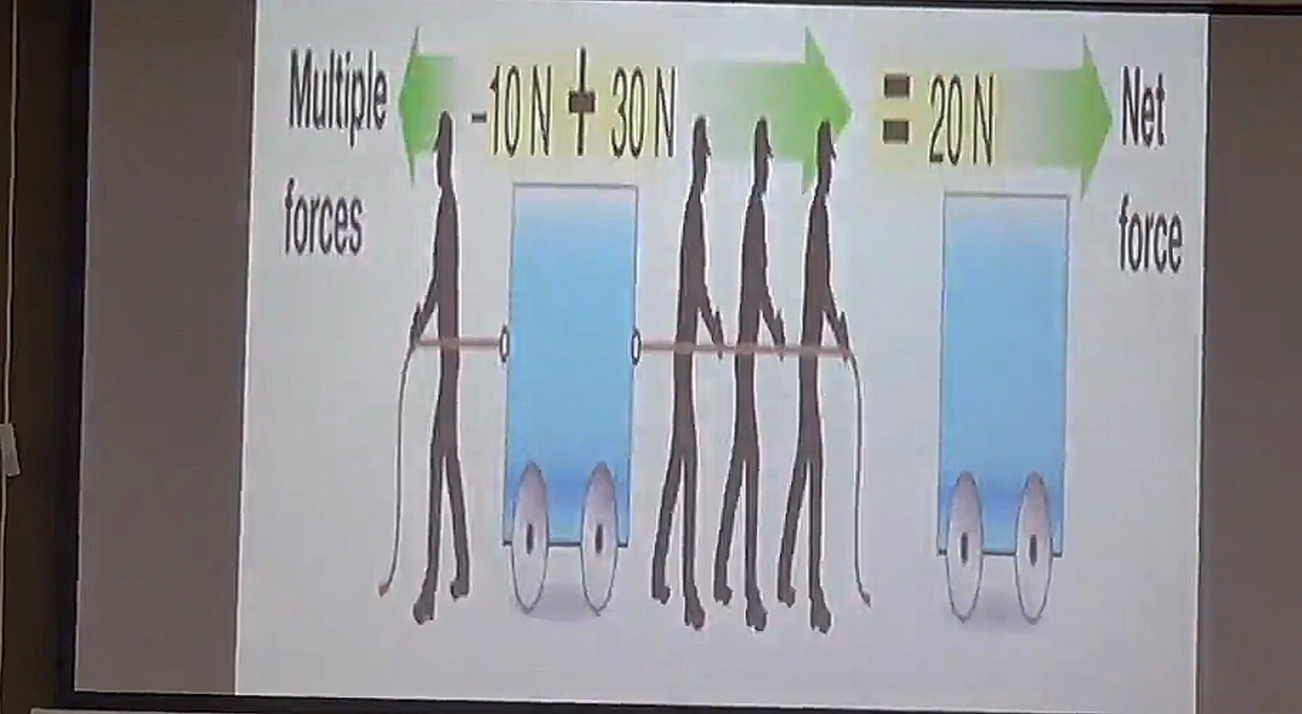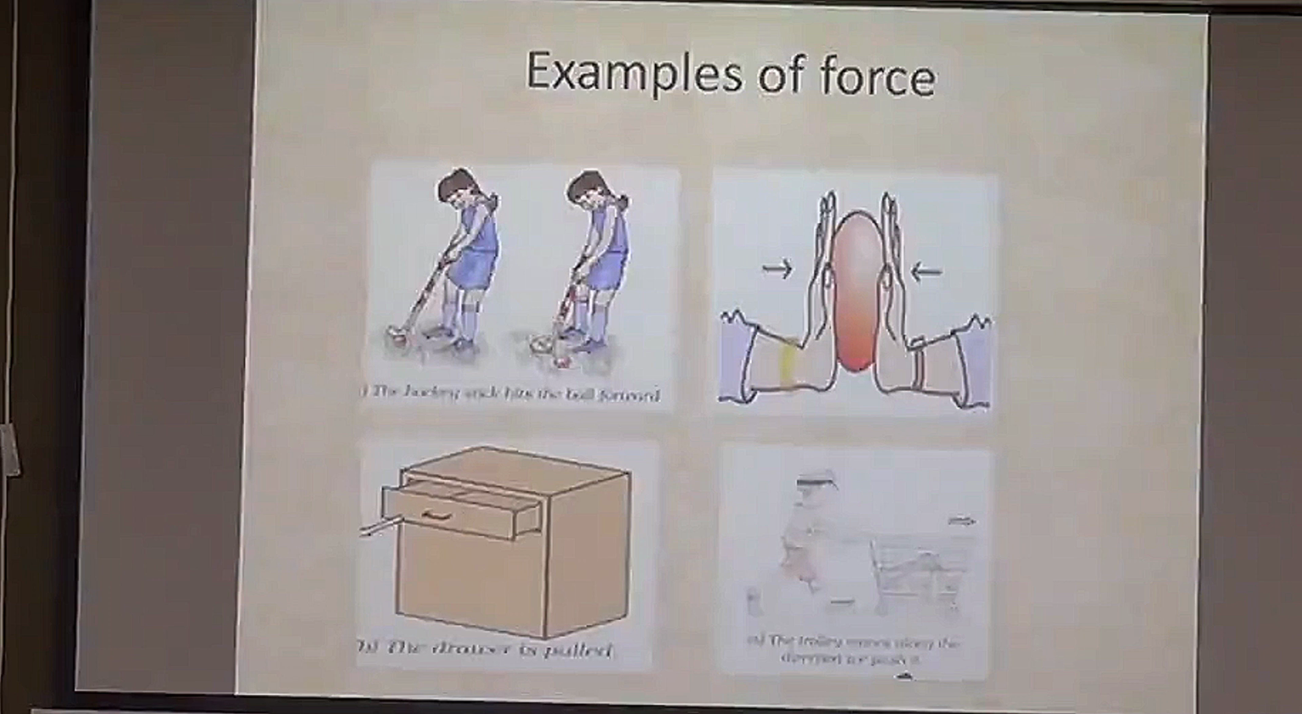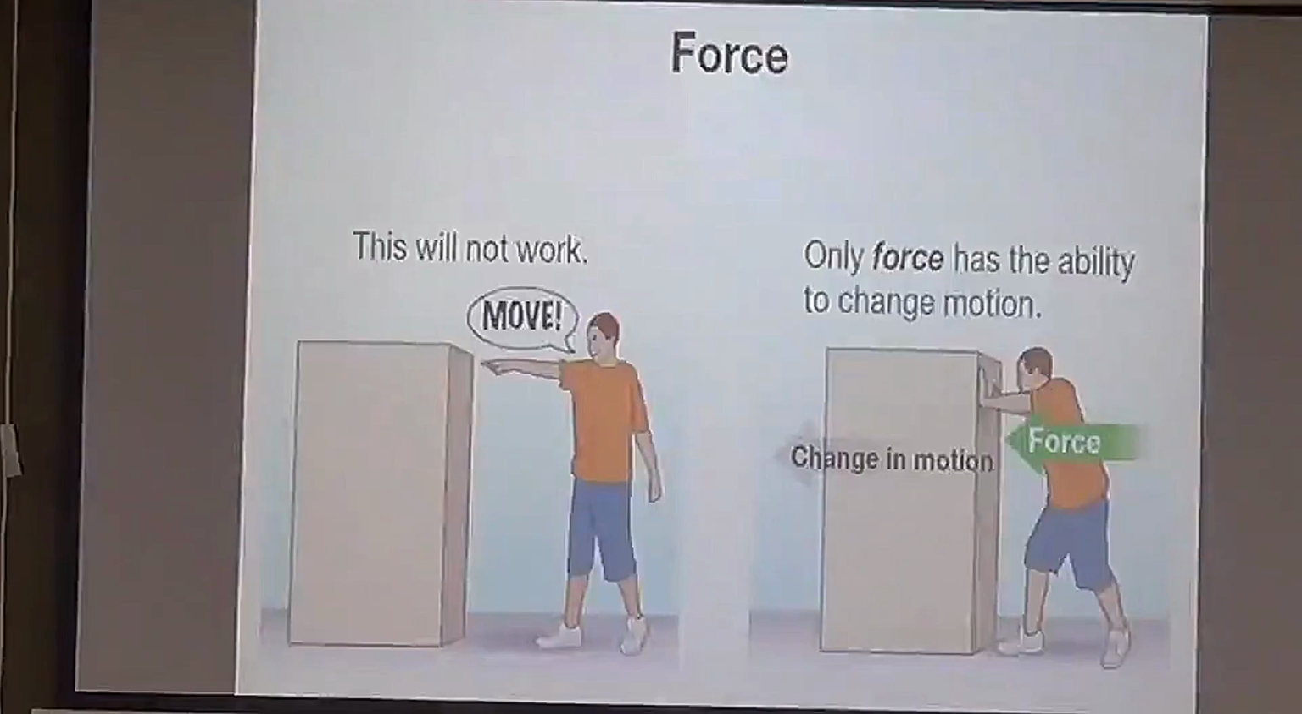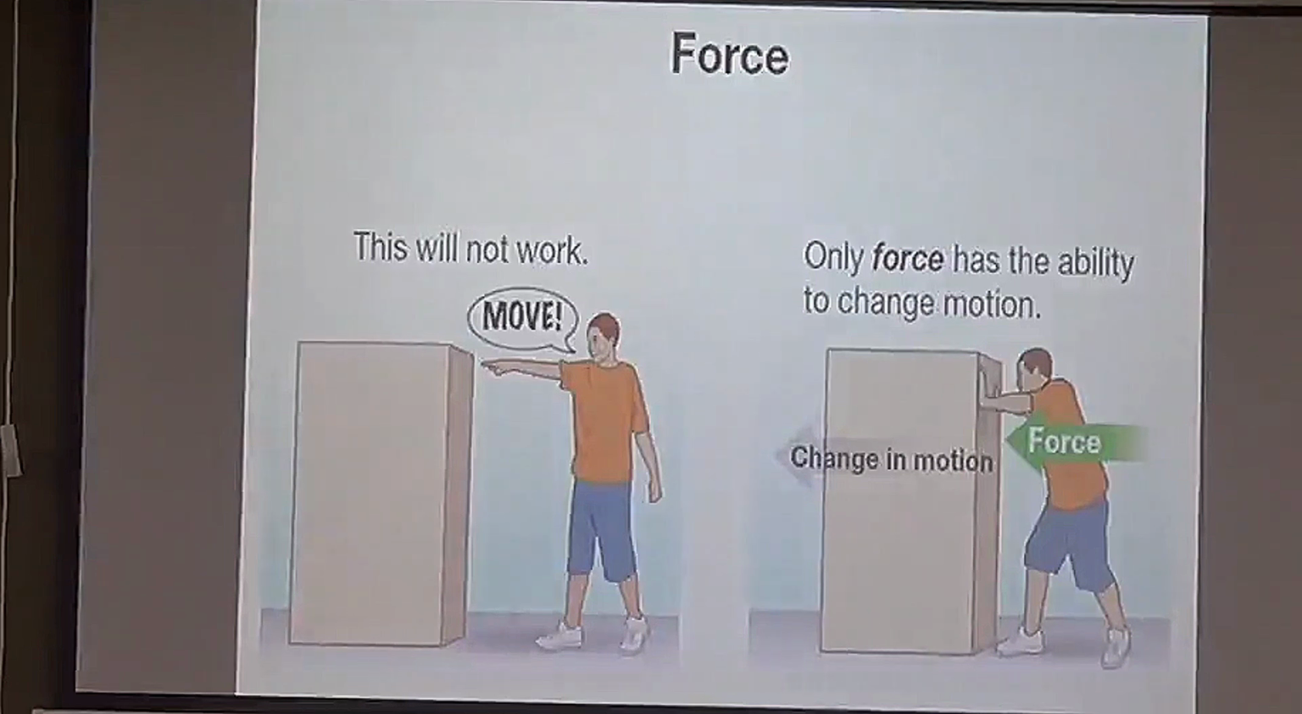Two forces acting in opposite directions are subtracted to find the net force, like 30 Newton minus 10 Newton, so the net force will be 20 Newton. There are different examples of force shown here. Muscular force is a force in contact. It will not be able to interact until the boy touches the almirah and makes it move. So muscular force is a contact force.